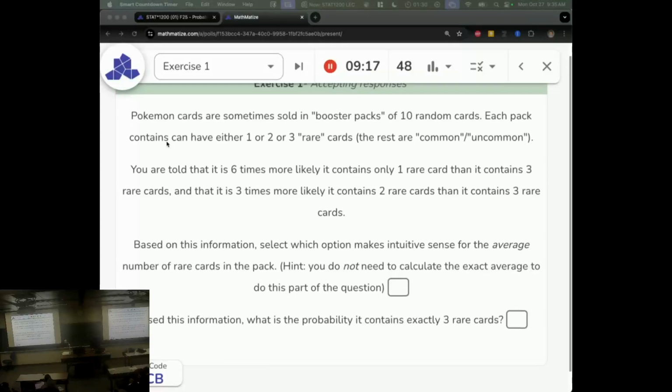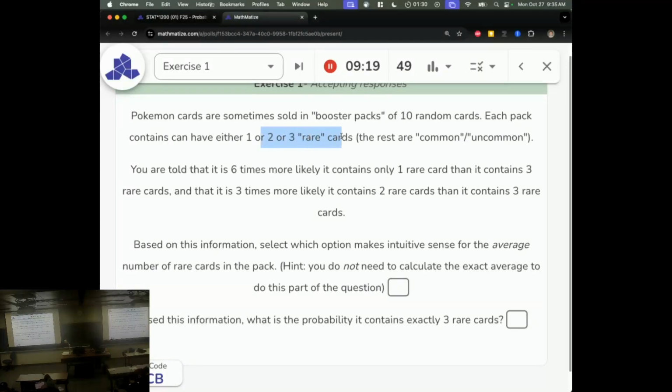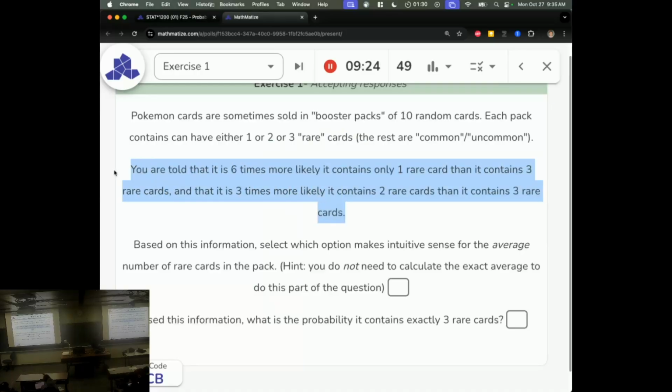Okay, so we have either 1 or 2 or 3 rare Pokemon cards in a pack, and we are told this is the information. We are 6 times more likely that it contains only 1 rare card than it contains 3 rare cards, and it is 3 times more likely that it contains 2 rare cards than it contains 3 rare cards. So this is a little cryptic.